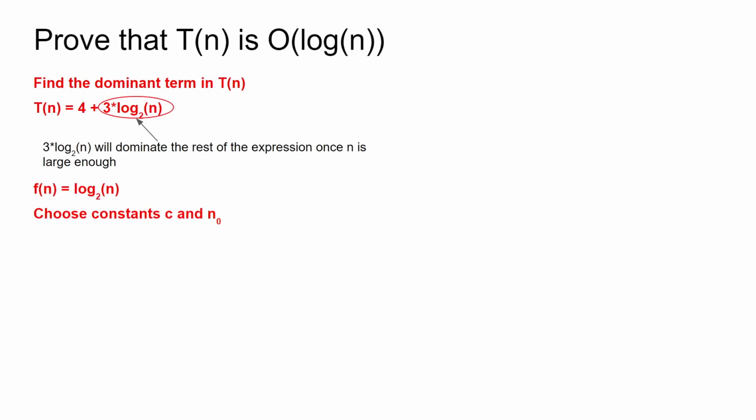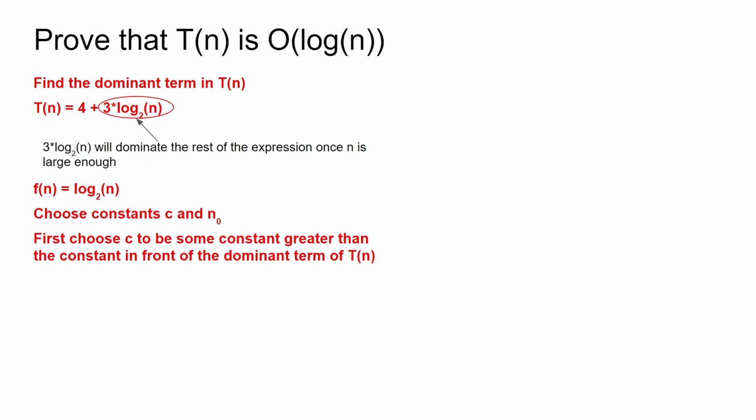Now let's choose our c and our n naught. Once again, I will choose c first by setting it equal to a constant greater than the one in front of the dominant term in T(n). In this case, I will set c equal to 4. Next, we set c times f(n) equal to T(n) and solve for n. This gives us the point that the function c times f(n) overtakes T(n), and from this we could choose a suitable value for n naught.